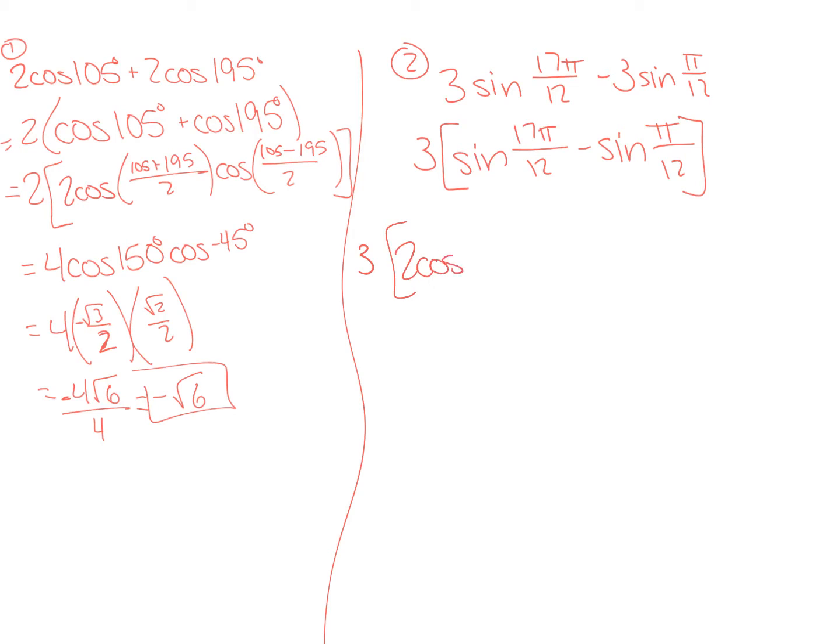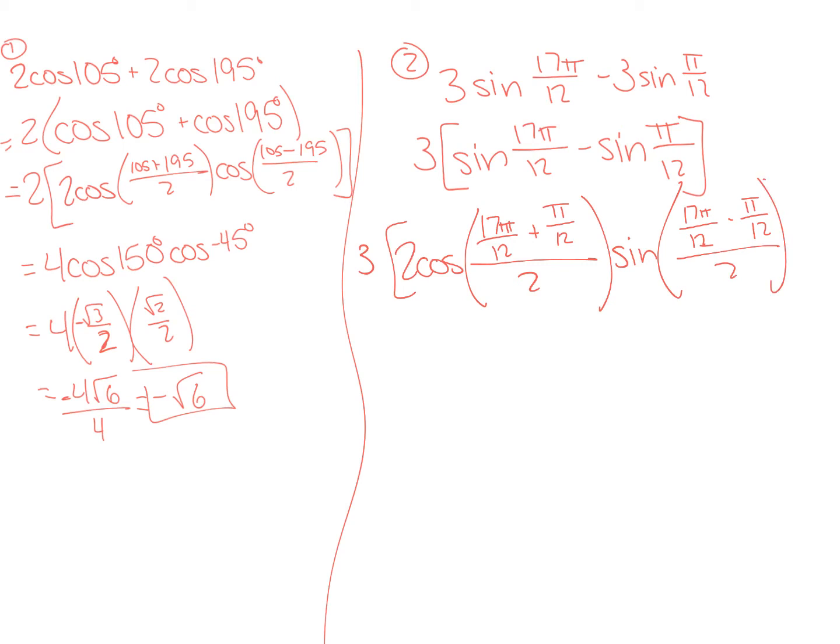Now this is where I say it gets messy. Put parentheses. You have (17 pi over 12 plus pi over 12) over 2 times a sine of (17 pi over 12 minus pi over 12) over 2. And then close your brackets. We need to simplify this down clearly. So that is a 6 cosine. Now that is 18 pi over 12.